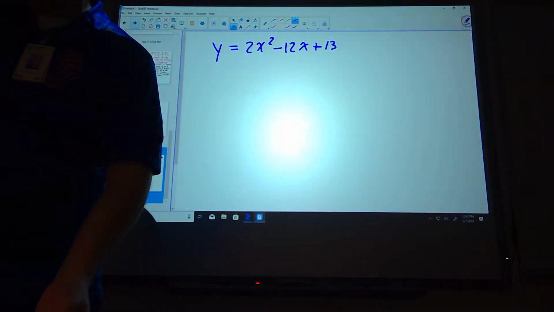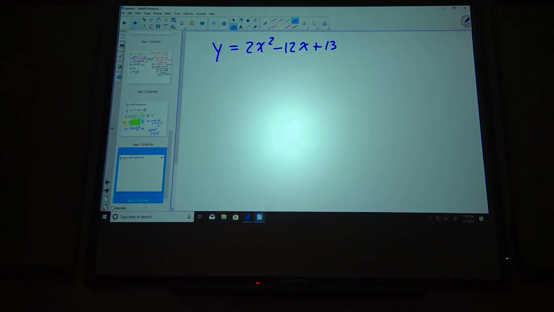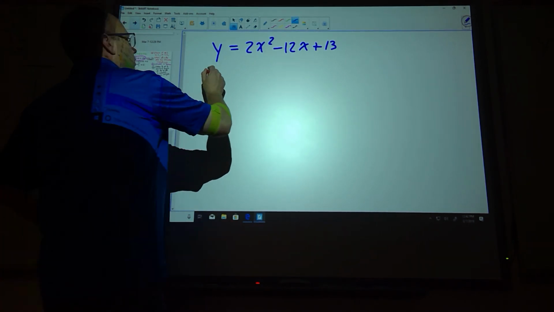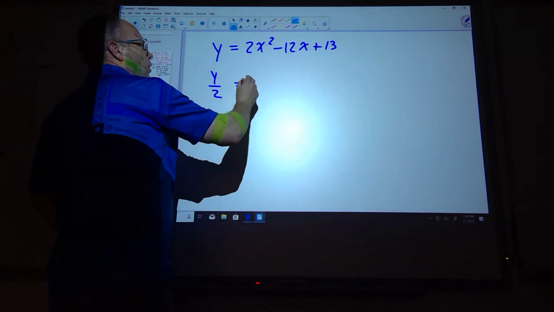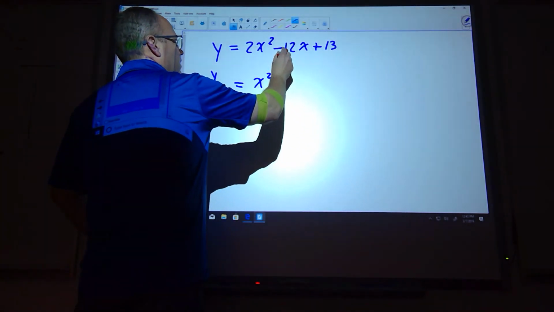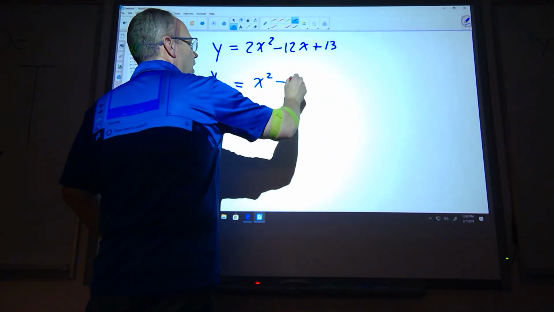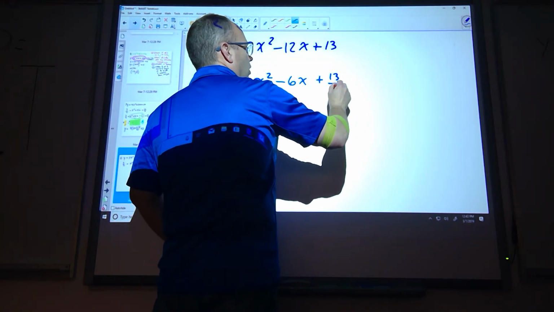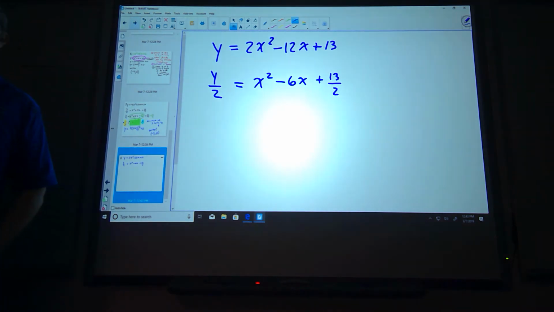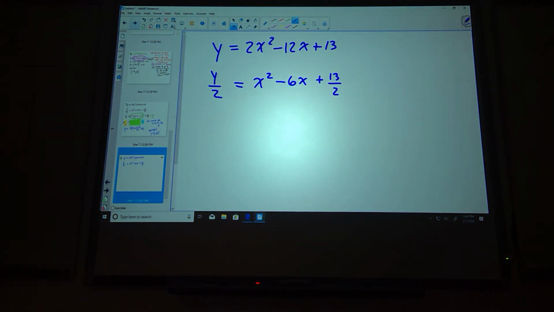Okay. What's my A value? 2. So what am I going to divide everything by? 2. So even the y gets divided. The 2/2 becomes just x squared. If I divide that by 2, I get minus 6x. Divide that by 2, I'm going to leave it as a fraction. That okay so far?